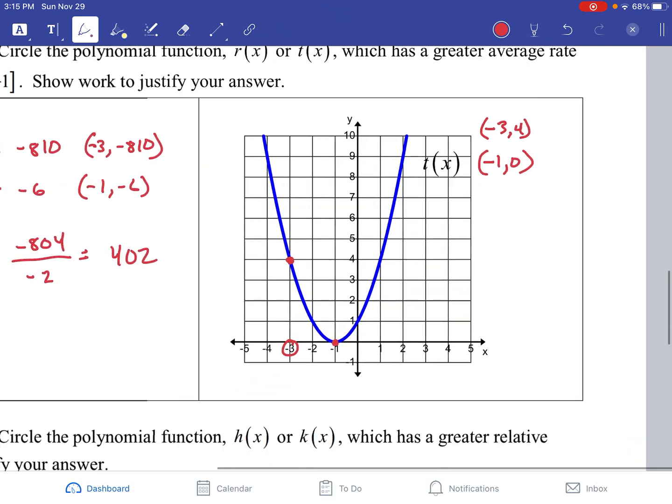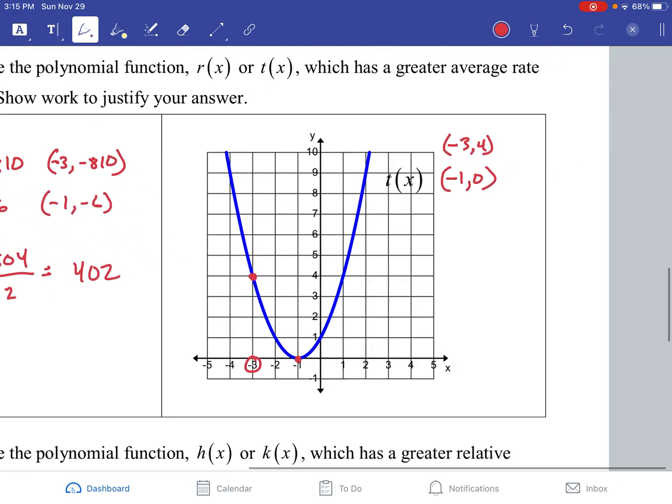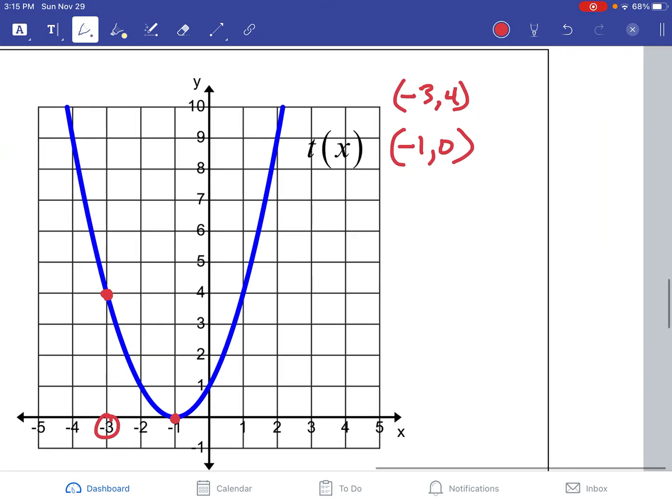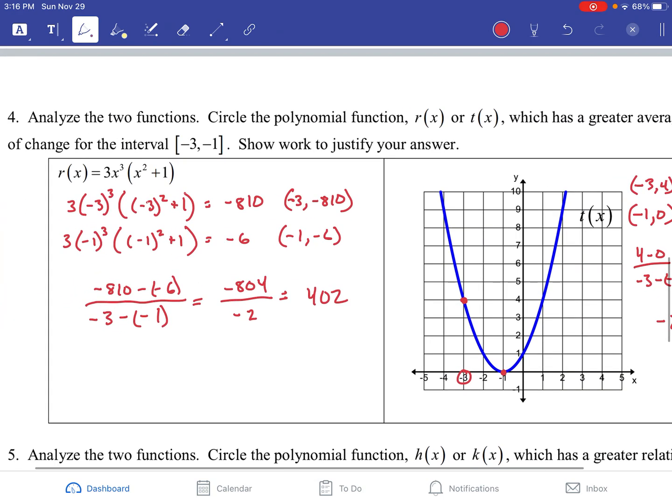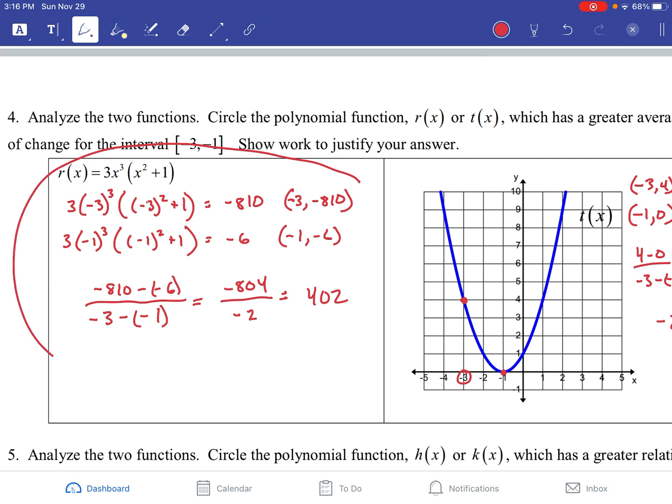Now obviously it's going to be hard to beat 402, but we have to show the work to show that we know what we're doing. So we got 4 minus 0 over -3 minus -1, which is 4 over -2. So I have -2 as my slope. Well, -2 is not as steep as 402, so that's going to be my greater average rate of change.